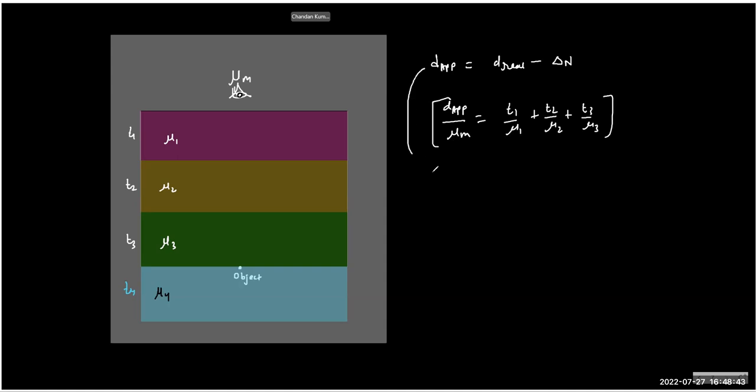Let's try to get it from here. The D apparent currently is D real, which is T1 plus T2 plus T3, minus the shifts. Now, as we know, shift is independent of the position of the slab. So how much will the first slab shift? I know the answer, T1 into 1 minus mu medium by mu 1, correct, if you remember.